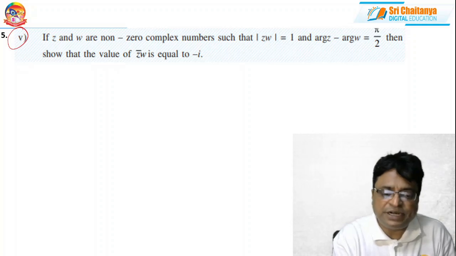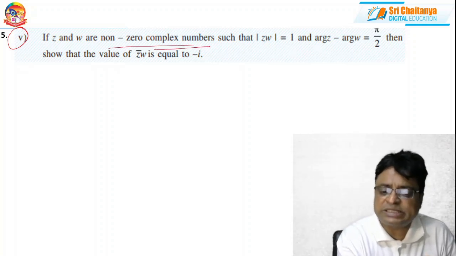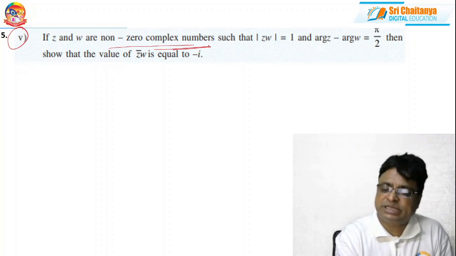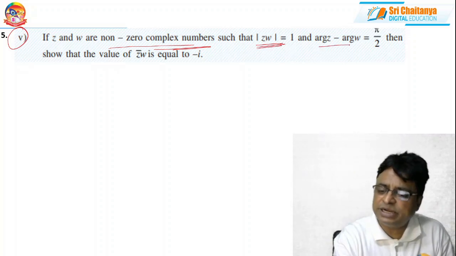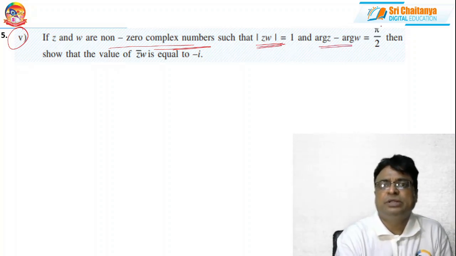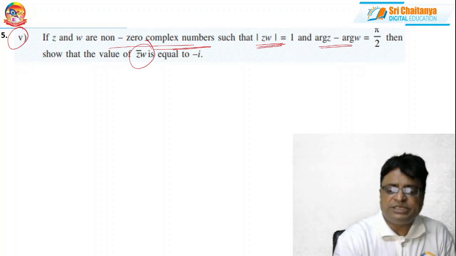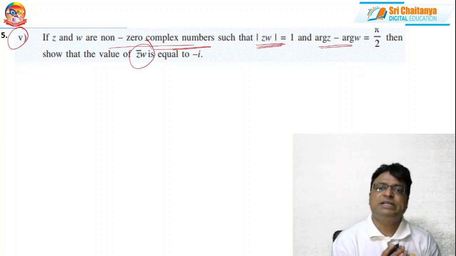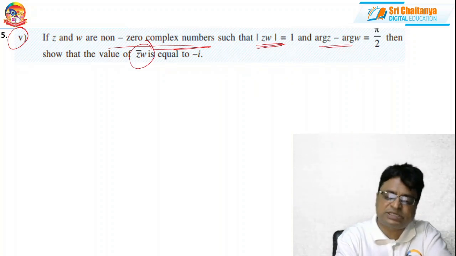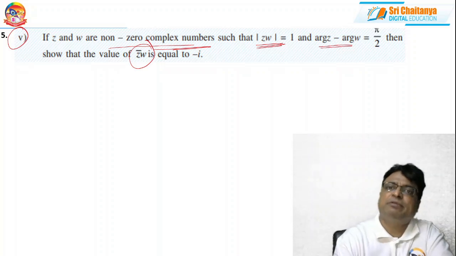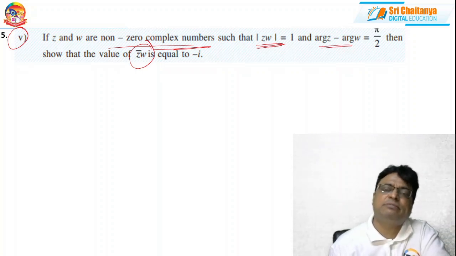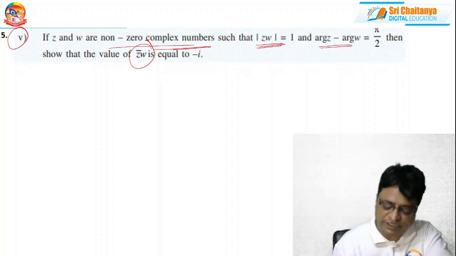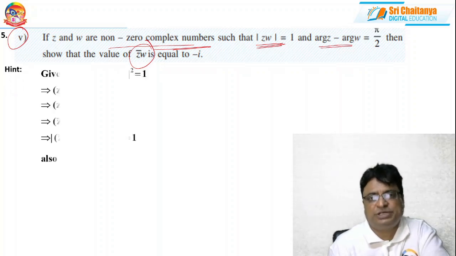Now, if Z and W are non-zero complex numbers such that mod ZW is equal to 1, and argument Z minus argument W is pi by 2, then they are asking you to find Z bar W. My friends, this question has been asked in one or more than one type of problem in the JEE Advanced examination. But we can get different answers also for that, since we have to show that the value of Z bar W is equal to minus I. Now first see the solution.